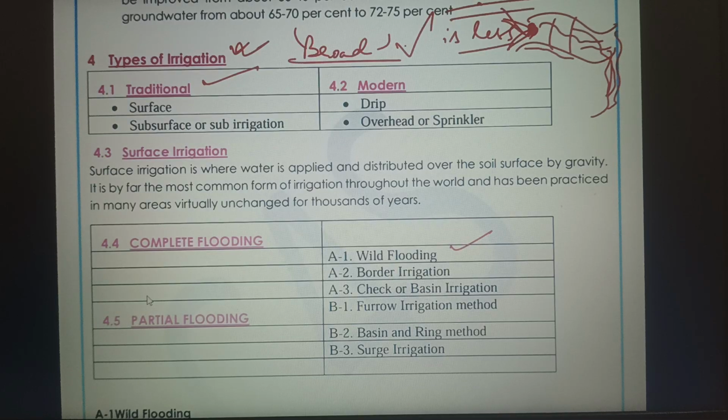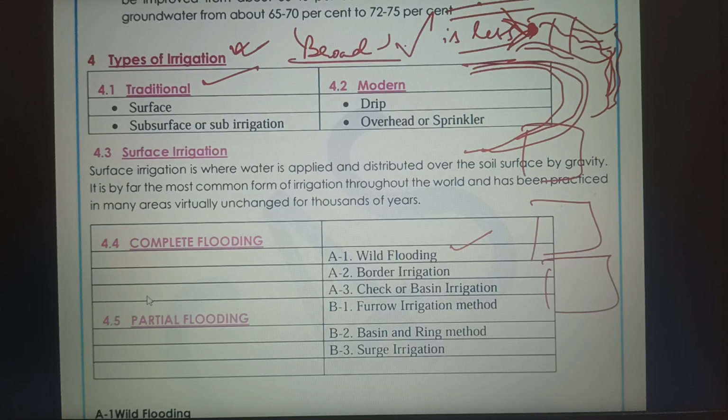Border irrigation, you are giving water in borders; these kyaris are made into the border of the field and the water is flowing, not in the entire field but in certain borders. Check basin means you have divided the field into basins, basin-like structures. Okay? The second is partial flooding, where you have furrow irrigation methods, right? Certain furrows you are just irrigating in the field.